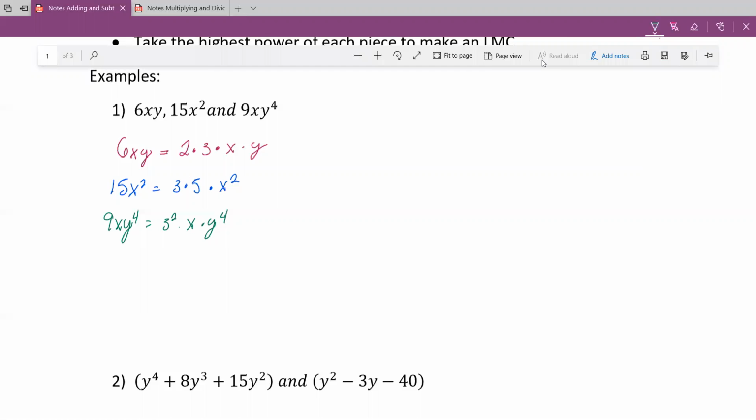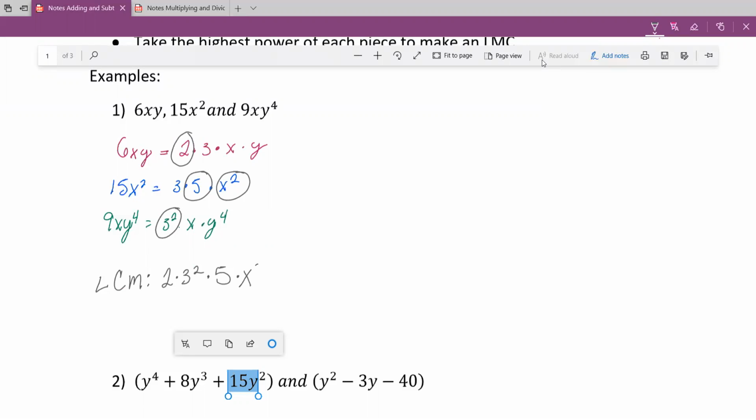So to find that least common multiple, I'm going to take the highest power for each thing. For my 2, my highest power is 1, so my least common multiple has a 2. For the 3's, my highest power is 2, so I'm going to have a 3 squared. For 5, my highest power is 1, so that's going to be times a 5. My highest power for my x's is squared, so that's times x squared. And then y to the 4th has a higher power than y, so times y to the 4th.